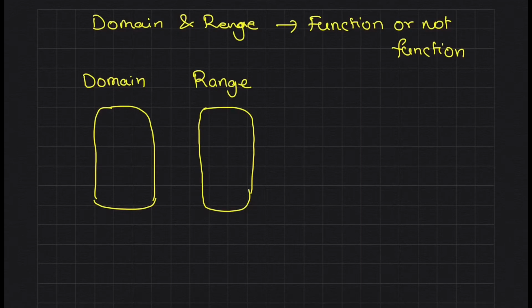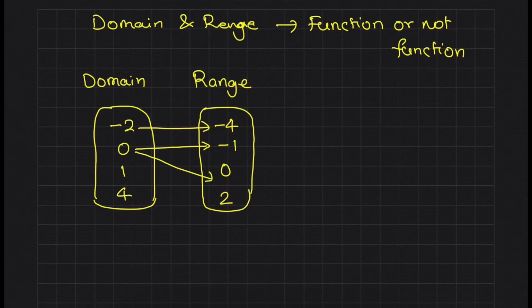The elements in the domain are -2, 0, 1 and 4, and the elements in the range are -4, -1, 0 and 2. And it says -2 is correlated with -4, 0 is correlated with -1, and 0 is also correlated with 0, 1 is correlated with 2, and 4 is correlated with 0.